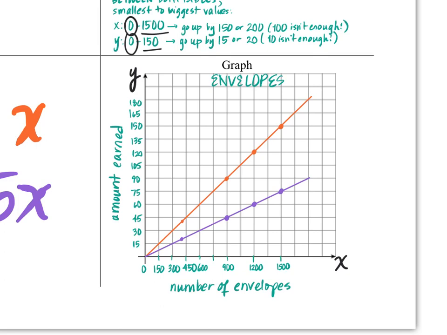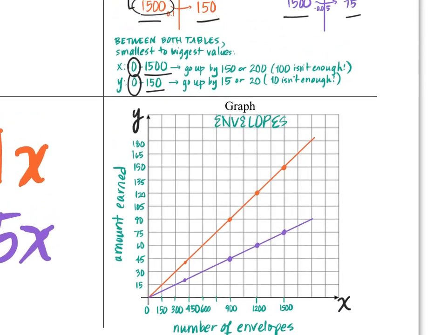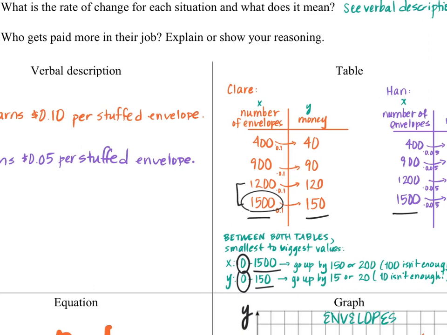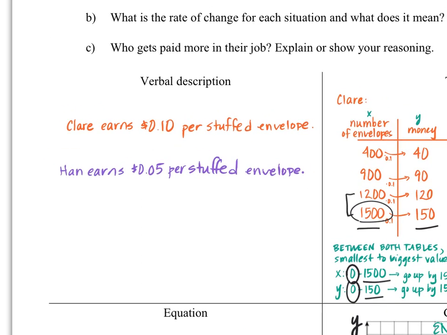And in no particular order, we haven't then formally addressed Claire and Han's verbal descriptions, and then we haven't formally addressed the equations. So I'm going to go ahead and jump up to the verbal descriptions. Han was given to begin. So Han earned $15 for every 300 envelopes stuffed.